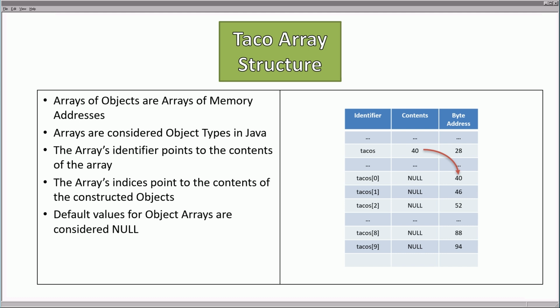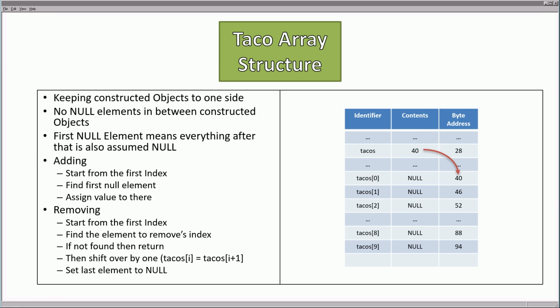So first of all, an array of objects is simply an array of memory addresses. In Java, arrays are also considered to be a class type. So just like all class types, the identifier only holds a reference to the contents. Furthermore, an array of class types, in other words, an array of objects, contains memory addresses that refer to the object itself. The default values for object arrays are all considered to be null.